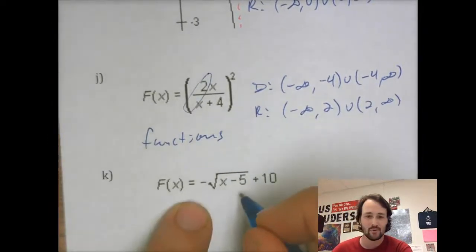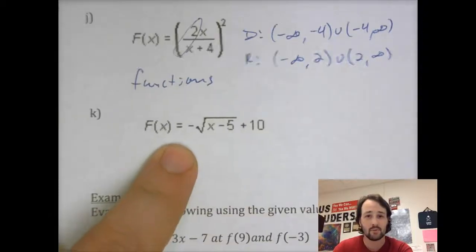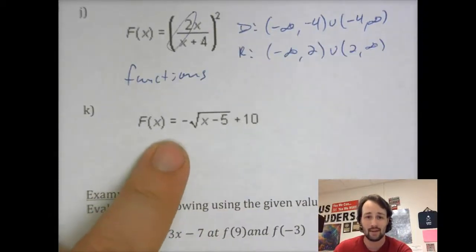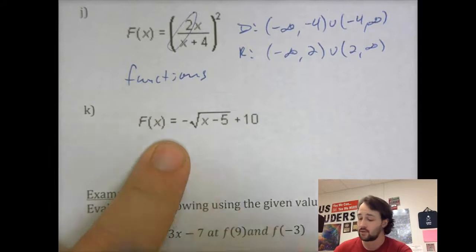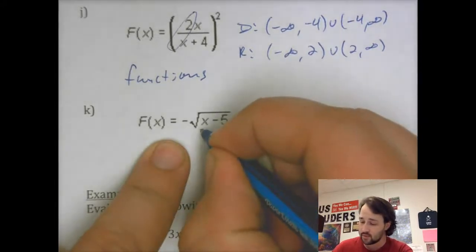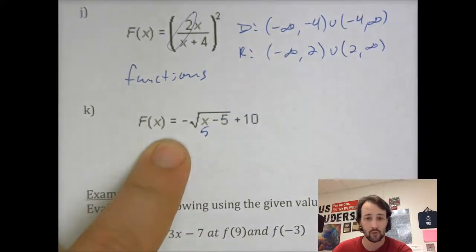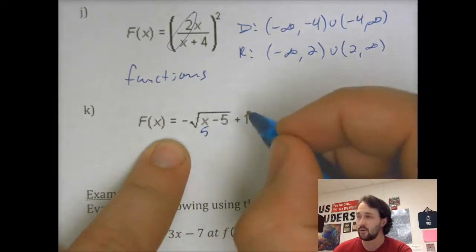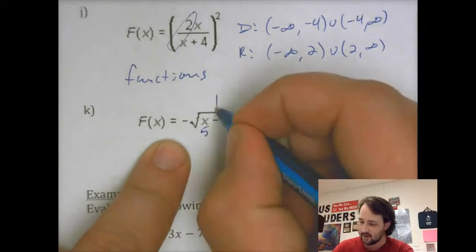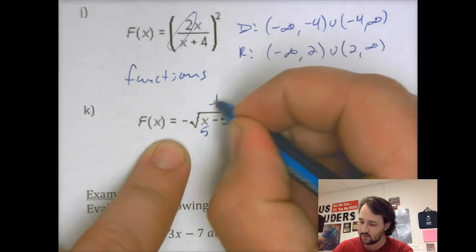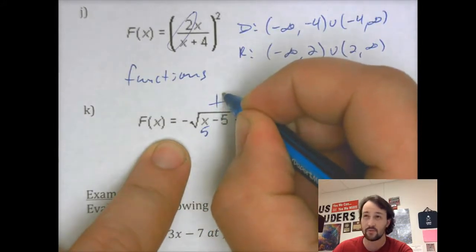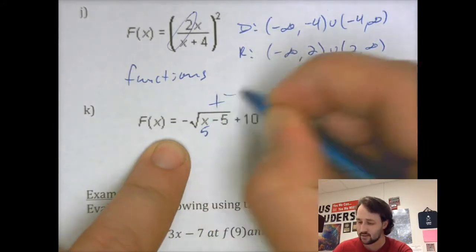All right, so here we have a square root. The only type of square roots we know that we cannot take right now are negative numbers. So for our purposes, this has to be 5 or greater. Ooh, thunder. All right. This is a square root moved to the right 5 up 10, and it's actually reflected over the x-axis. So it's going to look something like that.